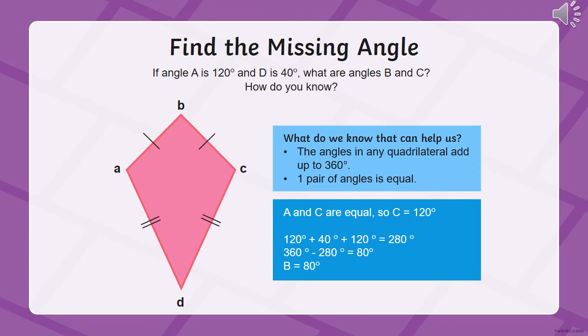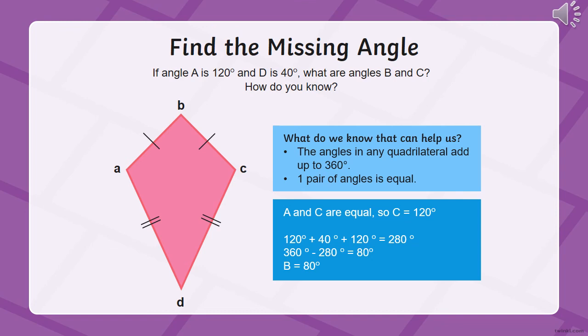Let's look at finding the missing angle for a kite. If angle A is 120 and angle D is 40, what are the angles of B and C? Now, first, what do we know that can help us? We know that the angles of a quadrilateral must all add up to 360. And we know that one pair of angles is equal. So, A and C are equal.